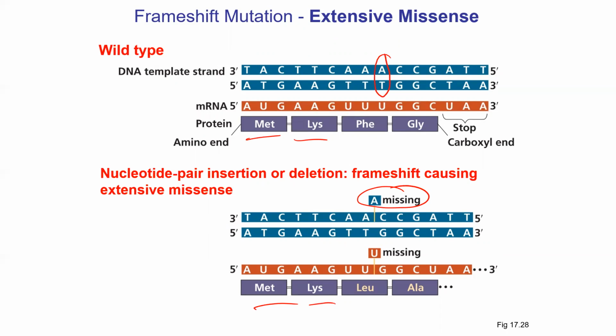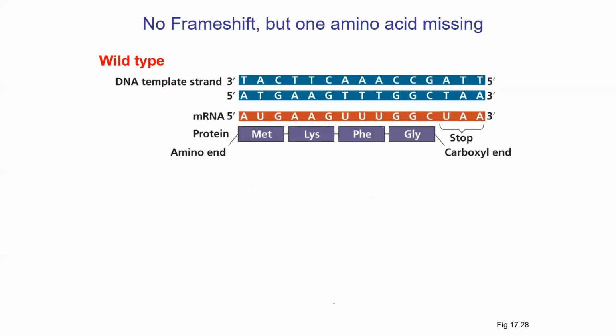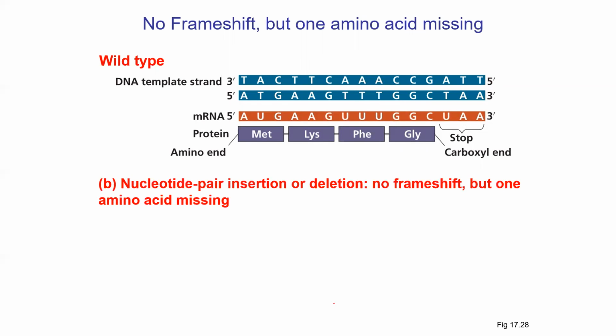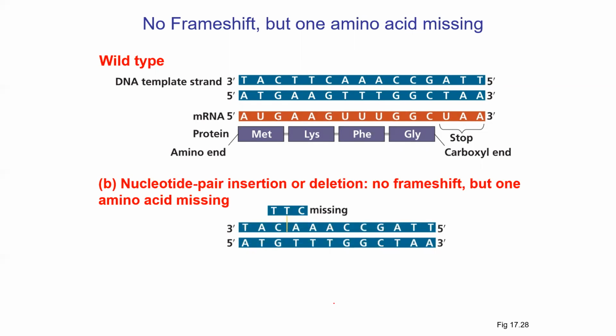So in most cases, these frame shift mutations totally mess up the protein. It's all the wrong amino acids. It's totally non-functional. Once in a while, though, sometimes we get 3 nucleotide changes. And remember, 3 nucleotides is 1 codon. So let me show you an example here. In this case, we're cutting out 3 base pairs.